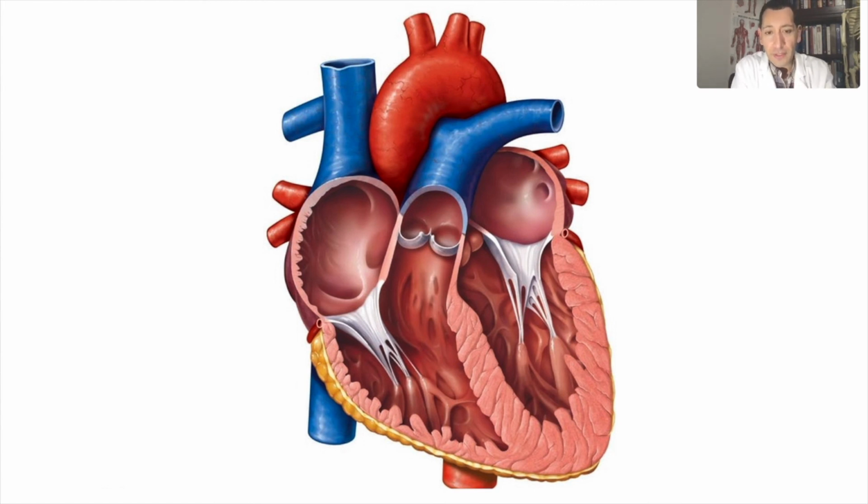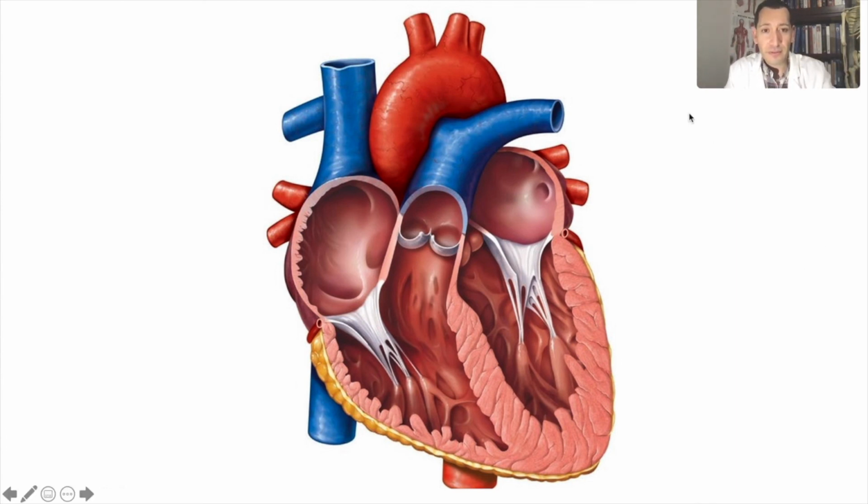Notice how thick the walls are of the heart. This wall is so much thinner than this wall here. The reason why is because this ventricle here, the right ventricle, only has to pump blood to the lungs, which are pretty much on the same level. It doesn't really have to fight gravity all that much.